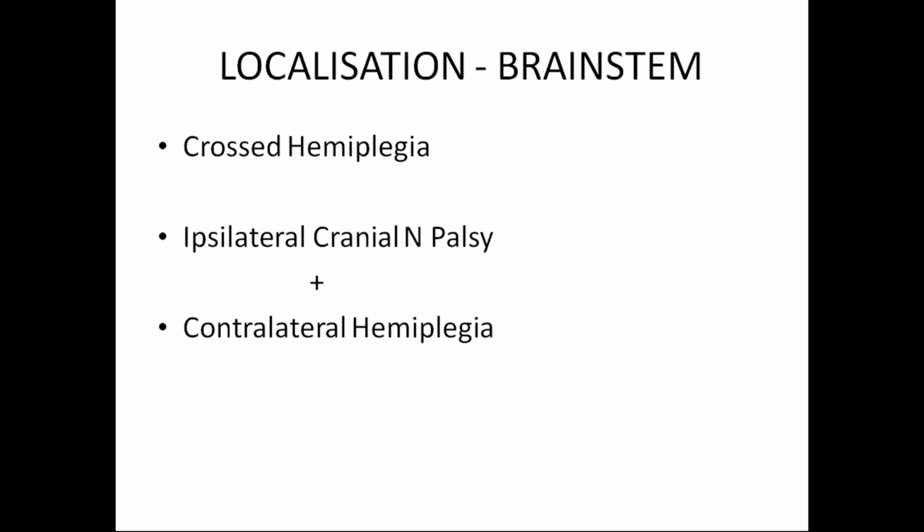If the left side is affected, your left cranial nerves get affected. But the hemiplegia is still crossed, because only after the brainstem the fibers get crossed. Still it is the contralateral hemiplegia and the same side cranial nerve involvement.